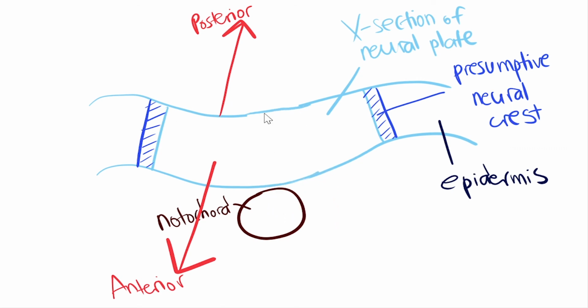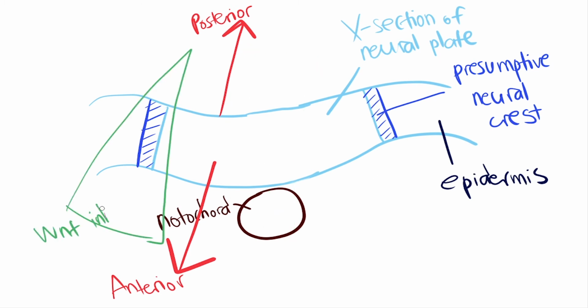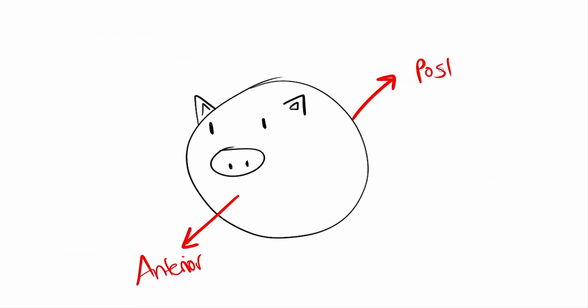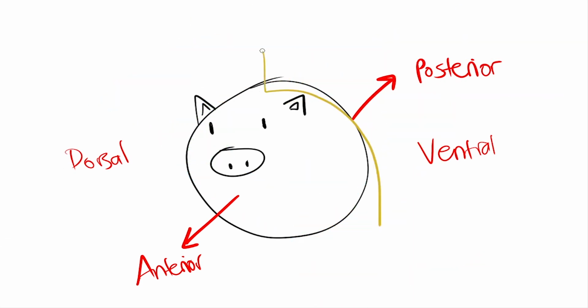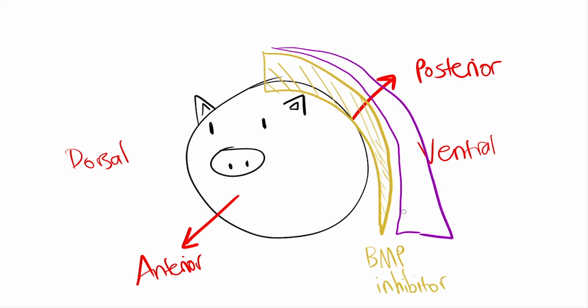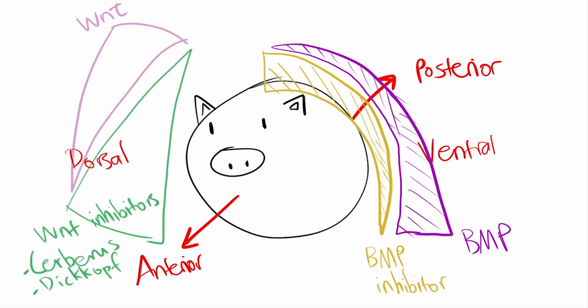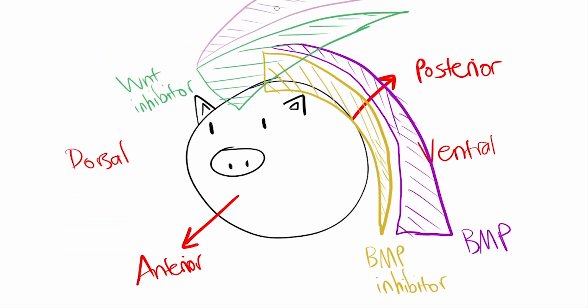WNT inhibitors, such as Cerberus and Dickkopf genes, are concentrated at the anterior end of the embryo, which forms a gradient from the anterior to posterior end. The WNT gradient will then be from the posterior to the anterior end. This is easier to visualize if I put a face on it. Let's take a piggy for example. Its face is the anterior and dorsal end of its body, so all of the gradients will look something like this. Shout out to one of my classmates for suggesting this.